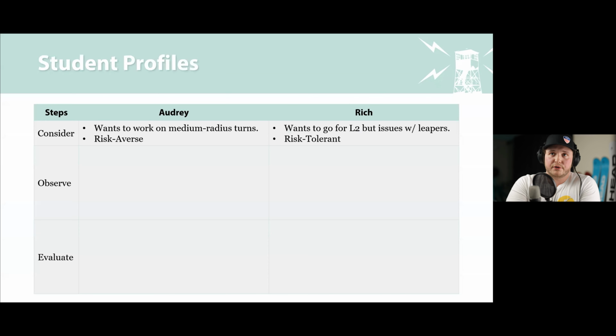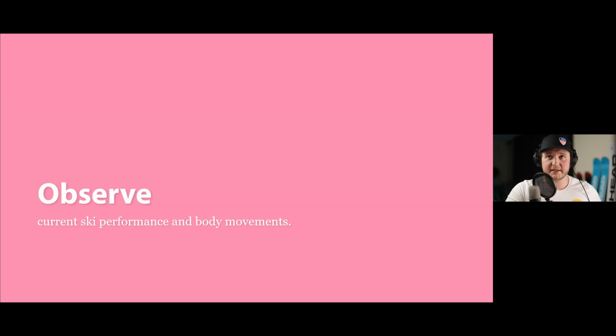So we have the start of our 2 student profiles here, okay? Audrey is working on her medium radius turns, as we'll see in the video, and tends to just be a tad more risk averse, okay? And while Rich is going to be doing short turns in his video, right, he has an issue with leapers that needs addressed before he goes for his level 2. But I will say, even though he's doing short turns in the video, the core movement problem that has caused issues for him with leapers is absolutely visible in the video, right? So maybe a hint.